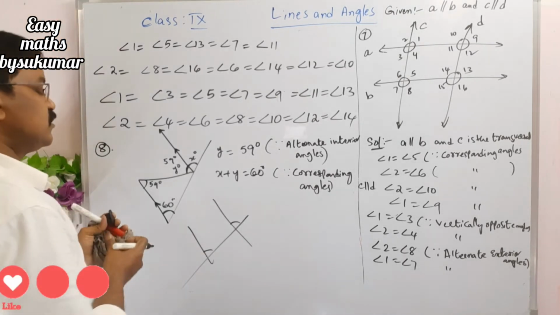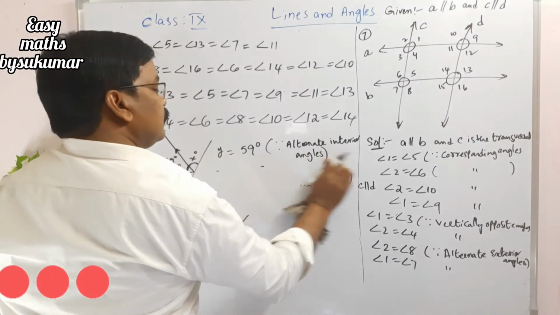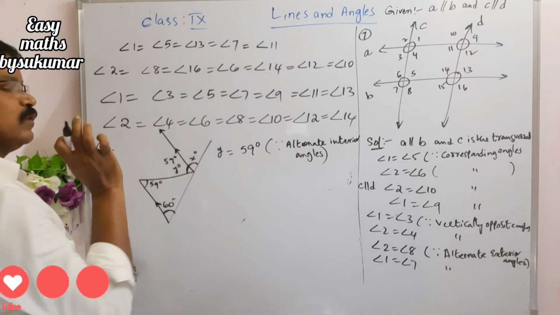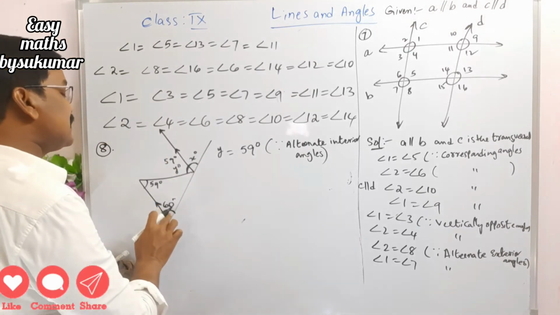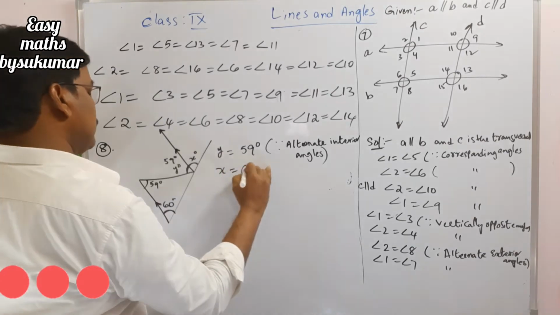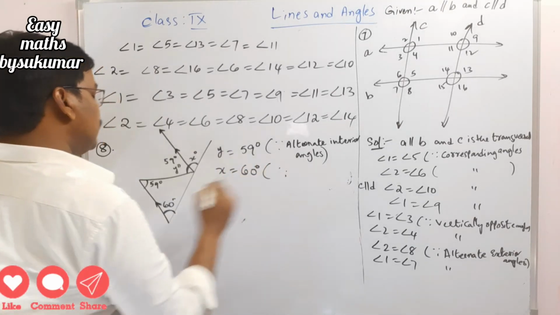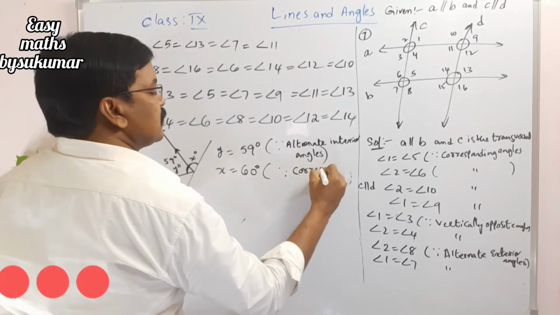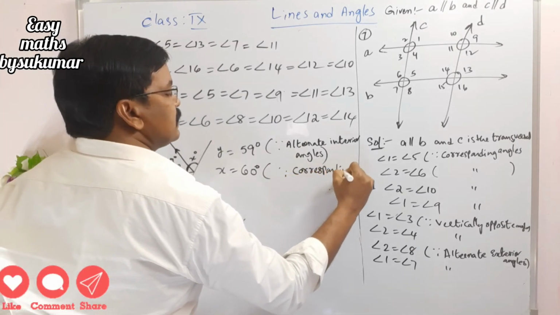I made a mistake. Yes, sorry. Look here. This 59 should be equal to y, and this 60. See here, these two are parallel, means this x should be equal to 60 degrees. They are what? 60 and x are what? Corresponding angles. Corresponding angles.